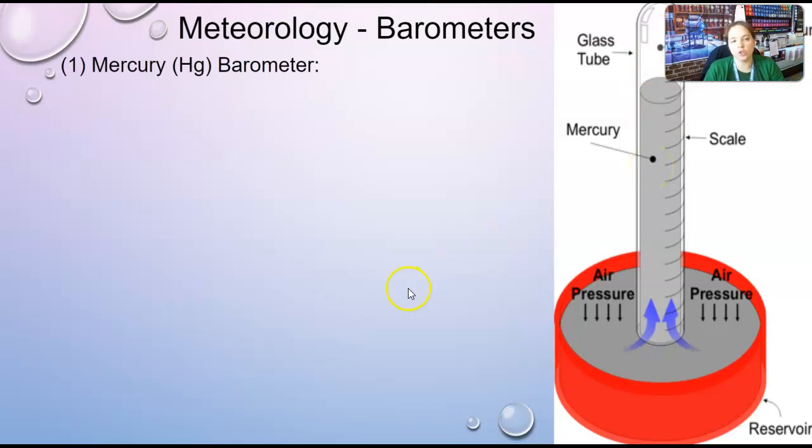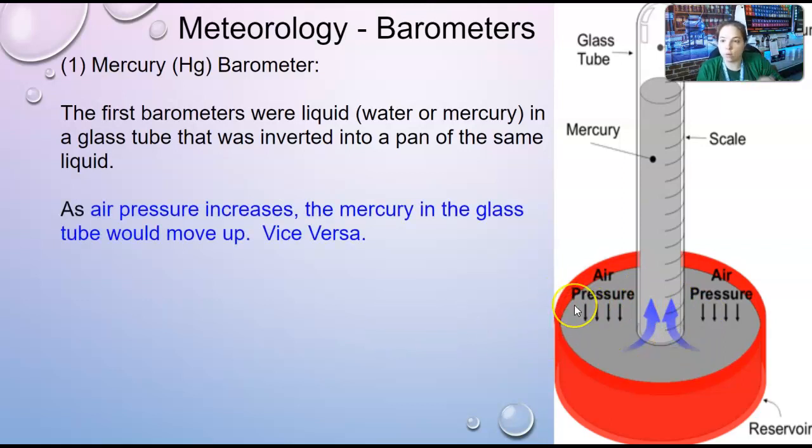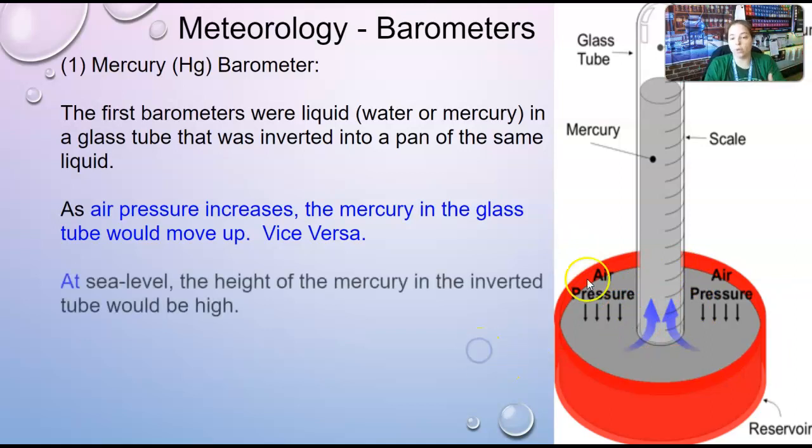It is basically an inverted tube that has mercury in it and a little tray of mercury also. There are some with water in it. So you fill the liquid into the tube, inverted upside down in a pan of the same liquid, right? As the air pressure pushes down on the open exposed liquid, it pushes up in the tube, and as there's less pressure, it relieves some pressure on that outer side right here, and then the liquid in the tube goes down. And you can read the scale to find out what the pressure is. So at sea level, the height of the mercury in the inverted tube would be very, very high.